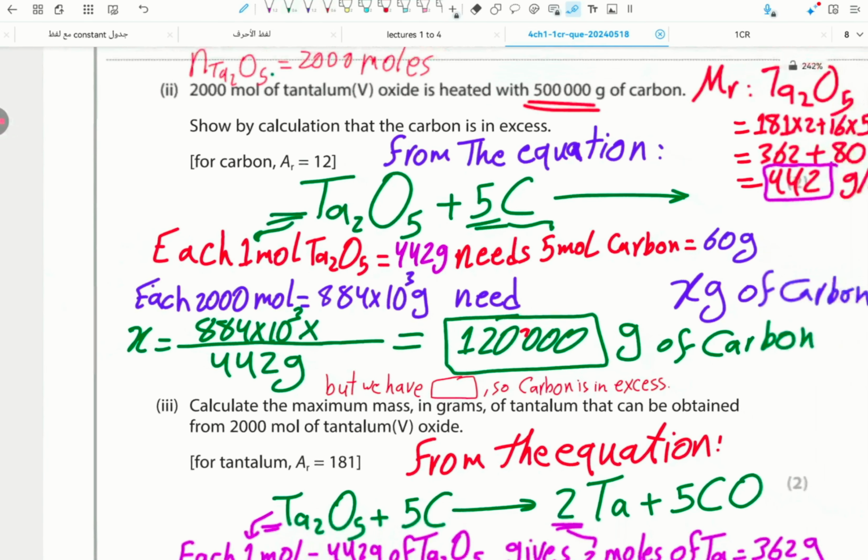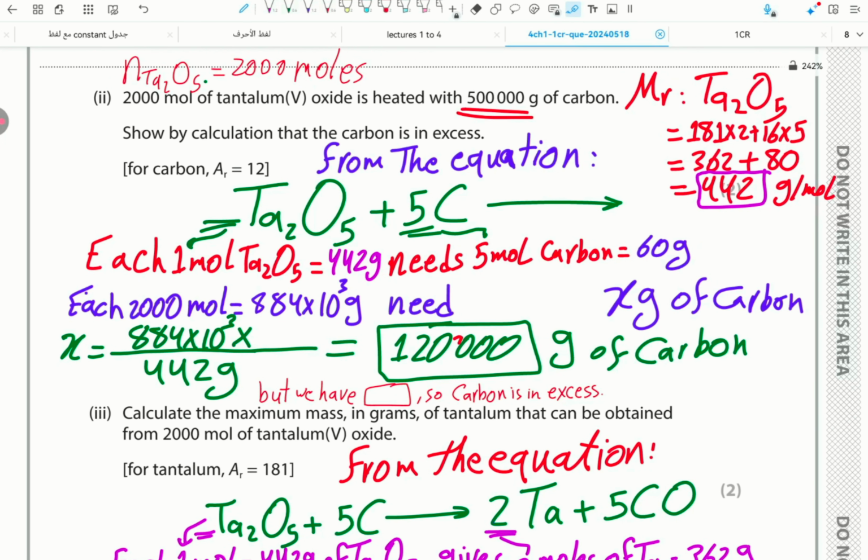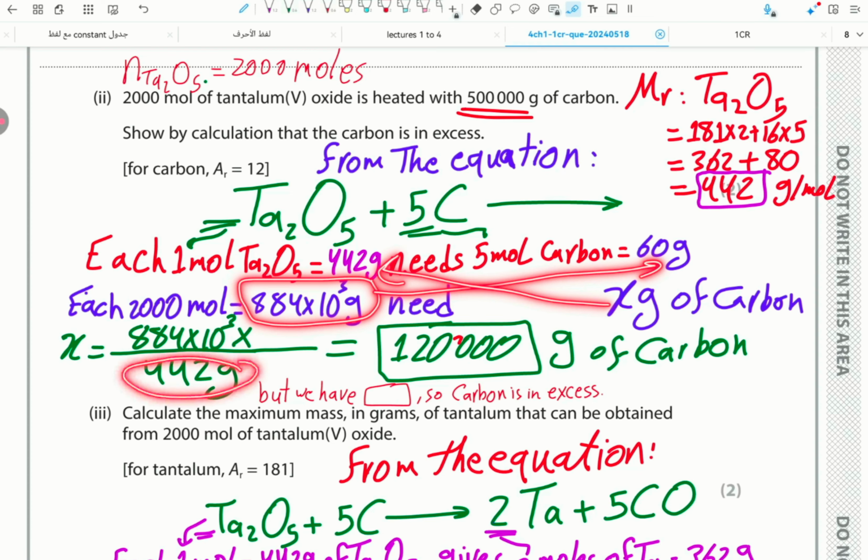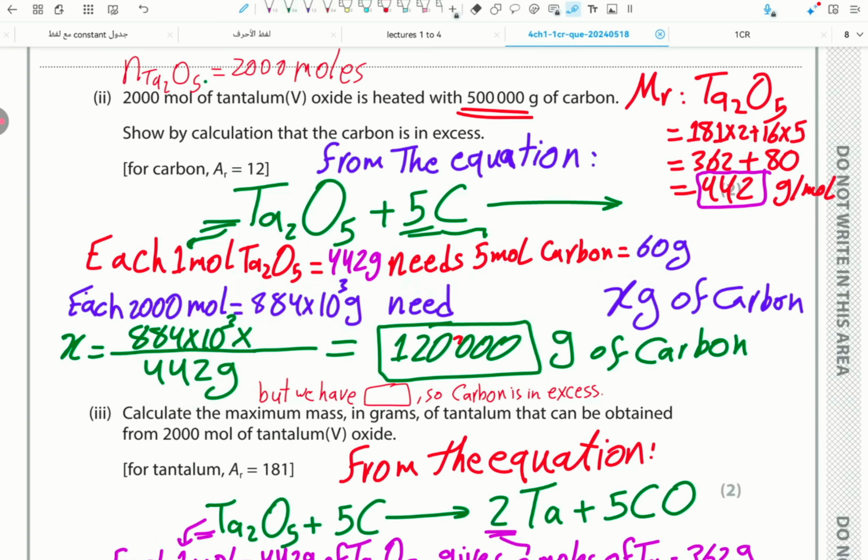We made our calculations, as you see here, my friends, cross multiplication. We multiply this one with this one, and we divide over 442. Here the number is 120,000 grams. Now, we need for this 2,000 moles, which is 884 multiply 10 over exponent 3, 120,000 grams of carbon.